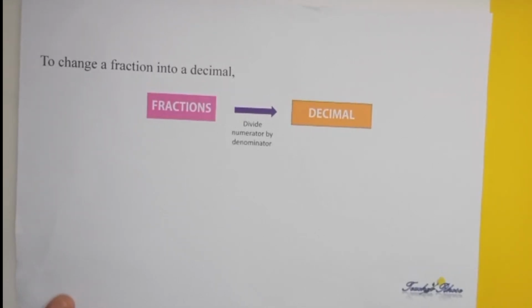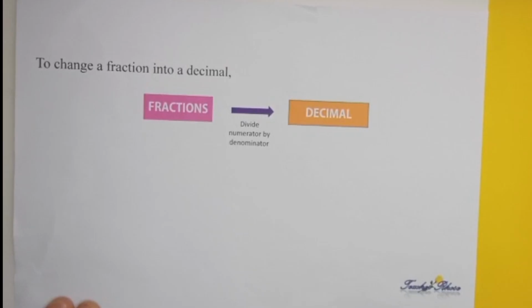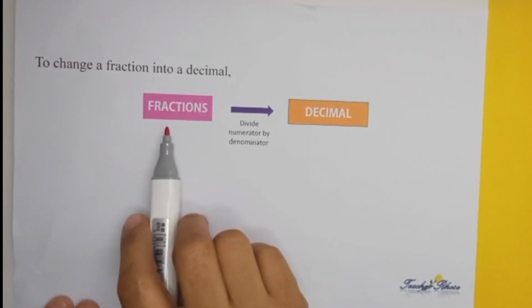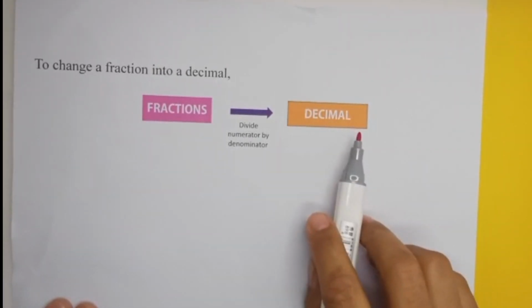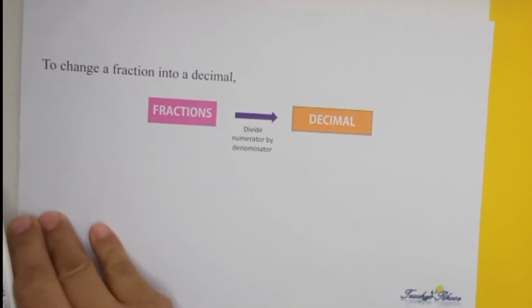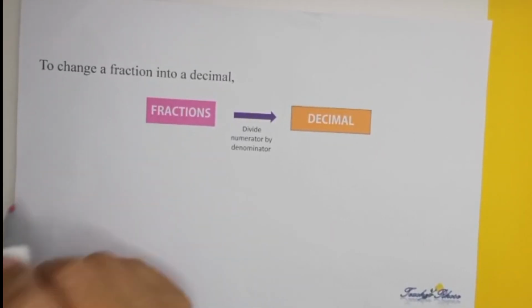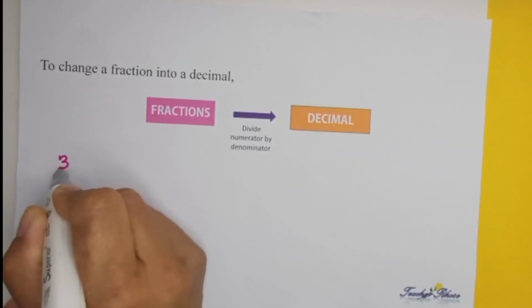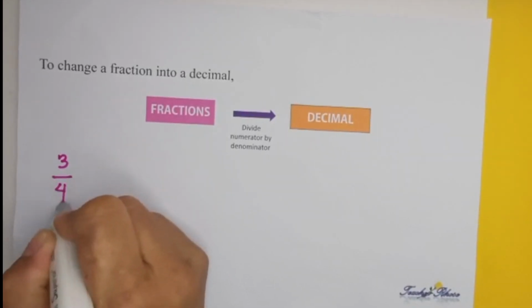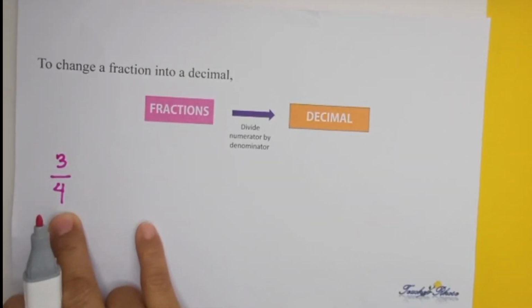Good day, dear students. For today's video, I'm going to discuss how you're going to convert fractions into decimals using a division method. Okay, so let's have an example in here. Let's say you are given a fraction 3 over 4. I have 3 over 4 as my fraction.